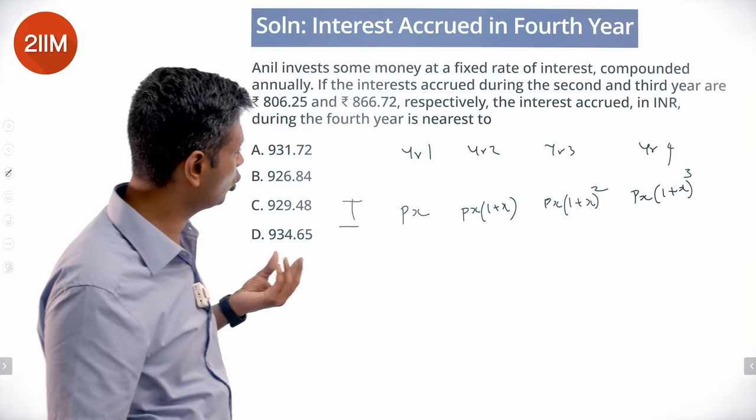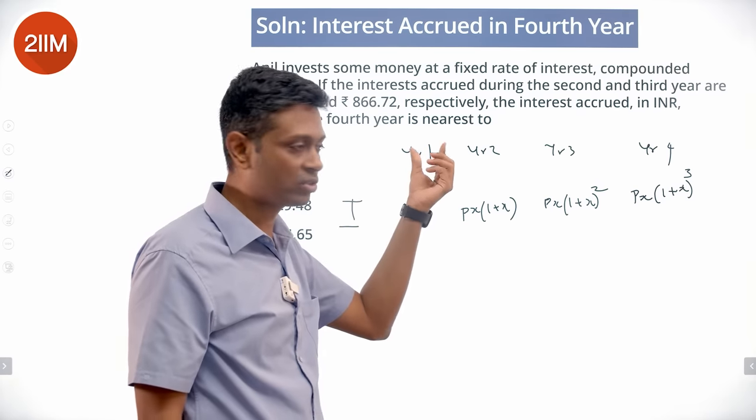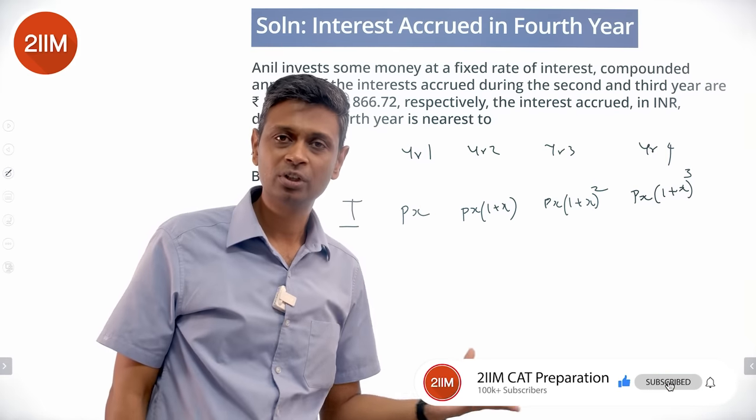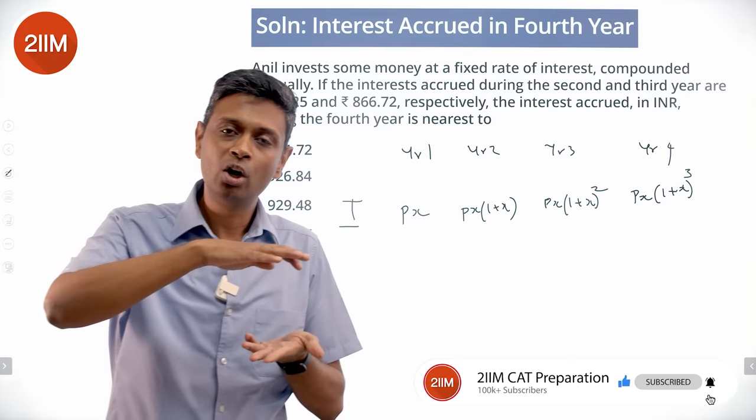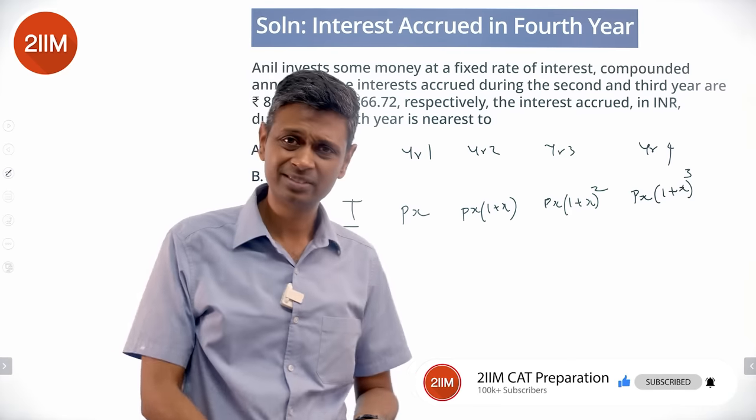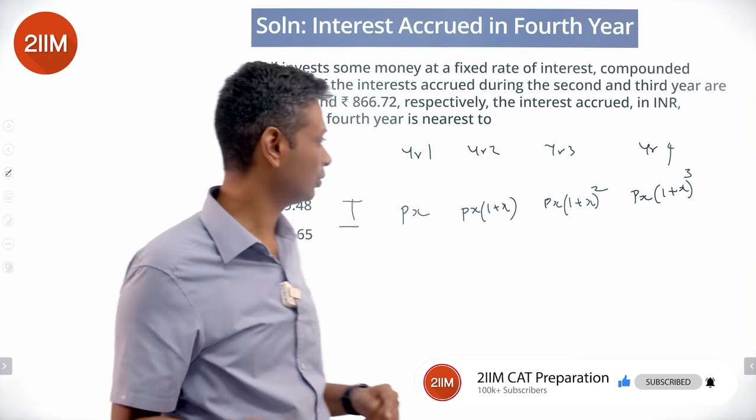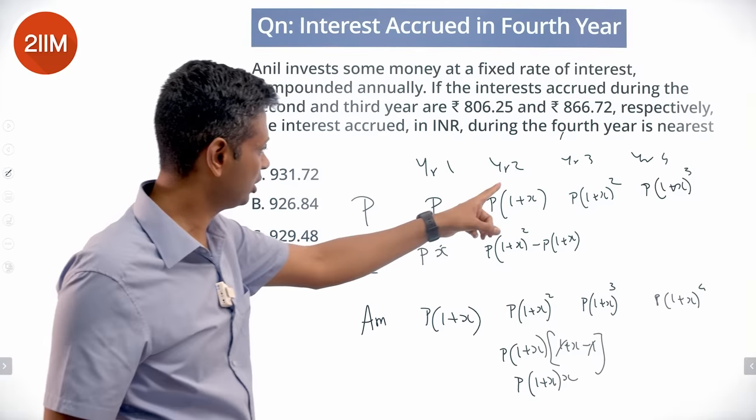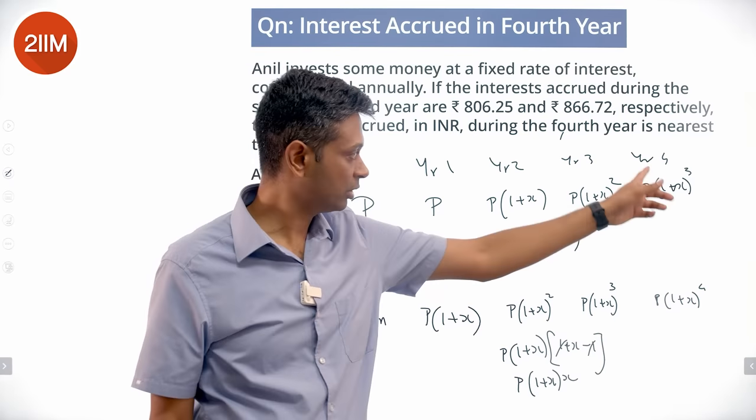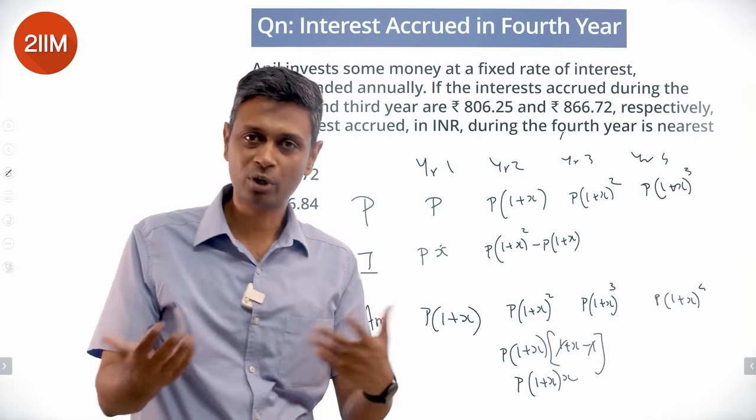The interest accrued in each year is basically a higher base into the same rate of interest. So if my principal at the beginning of each year goes in a geometric progression, so too will interest. Whatever the principal is, into X is the interest. Other way of thinking about it: this principal into X is interest. Or the interest is the geometric progression.